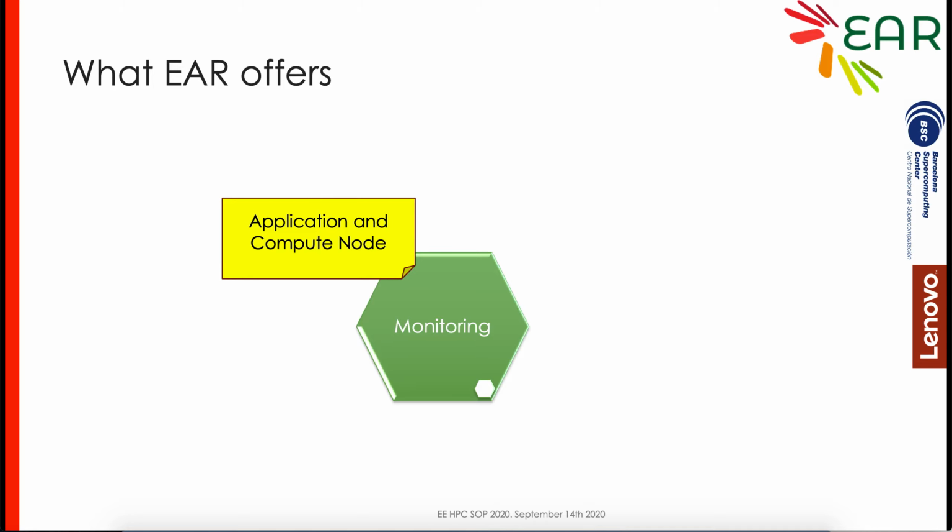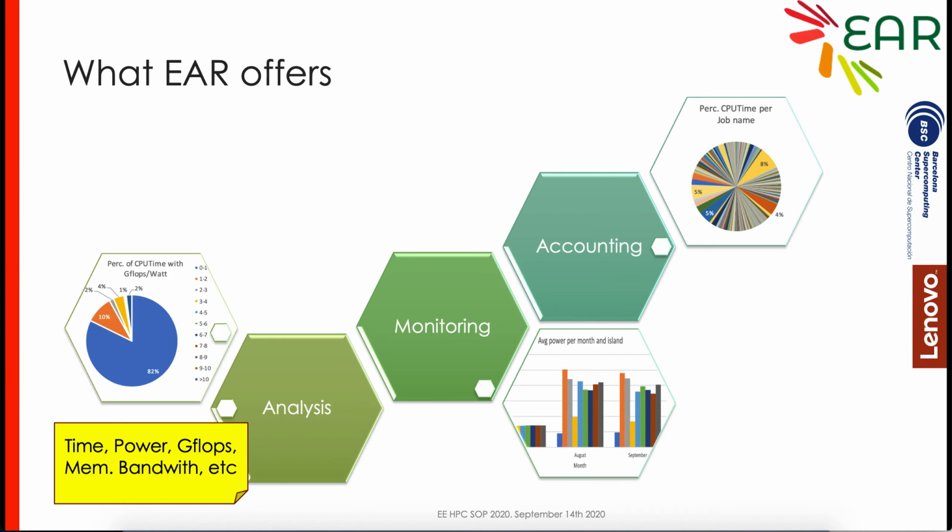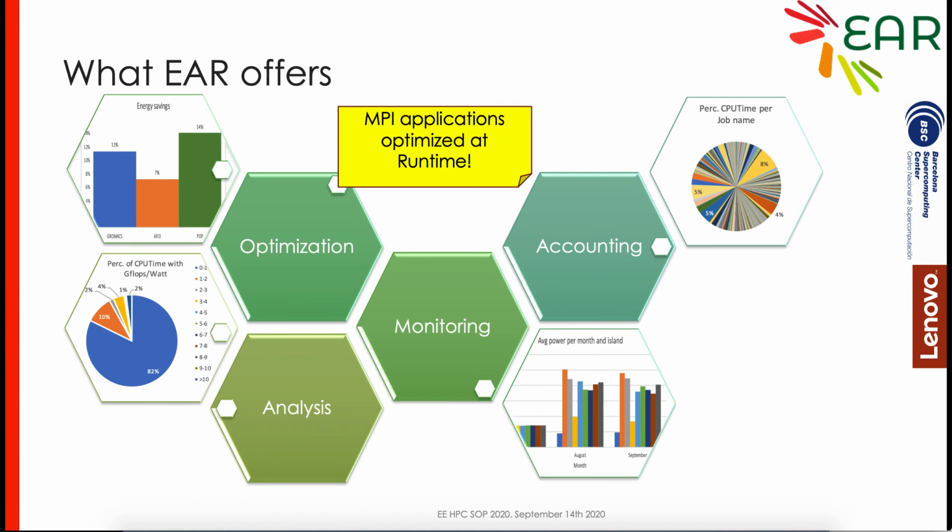Summarizing, at the core of EARL there is a powerful monitoring system. Using the information collected by these components, we provide energy accounting for all the jobs in the system. All that information is reported to an SQL database, and it's associated with the job ID and step ID of the scheduler. In this case, we offer EARL for Slurm. This information can also be used for later application analysis, but the most important thing is that all the information collected at runtime is what is used for application optimization. In particular, the EARL library offers energy optimization for MPI applications.